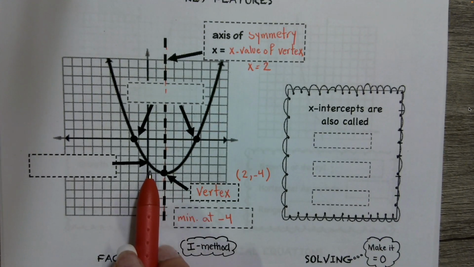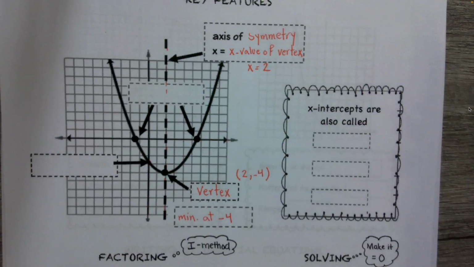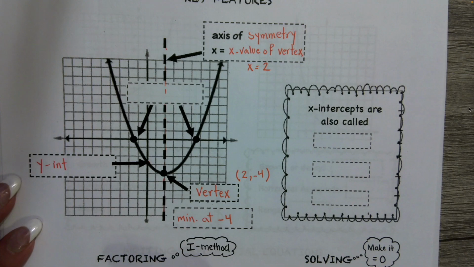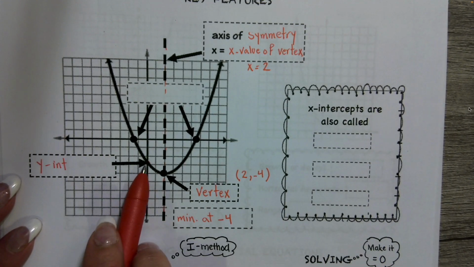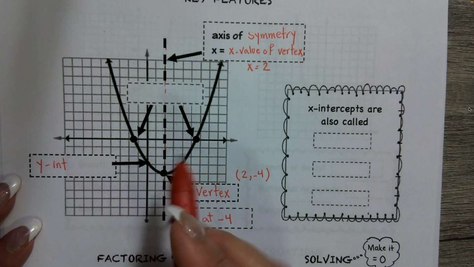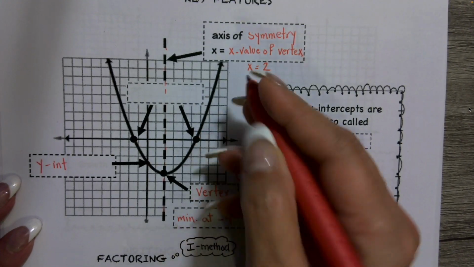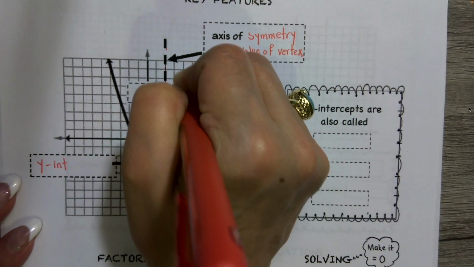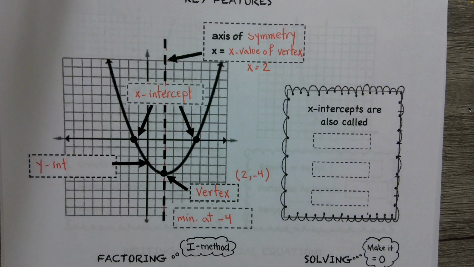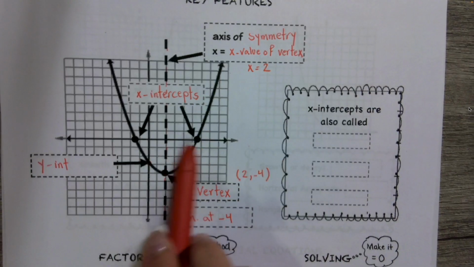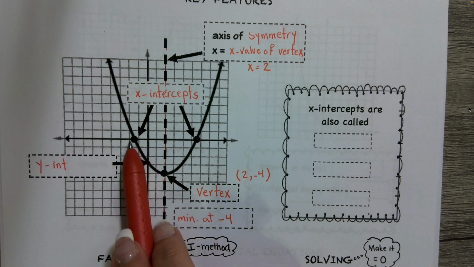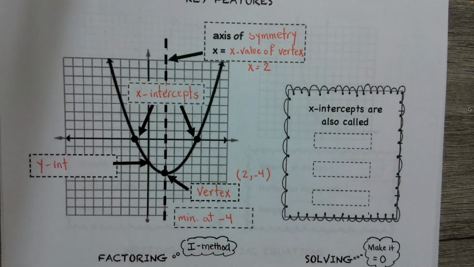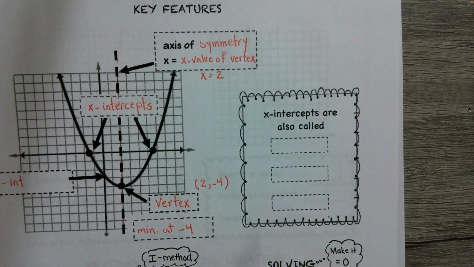Now, over here is your y-intercept. And it's at this coordinate over here. This point here and that point here is your x-intercept. Or they call it zero, or they call it roots, or they call it solution. They call it a lot of names, okay? But they all mean it's your x-intercept, okay?